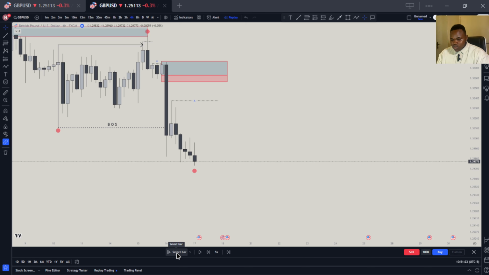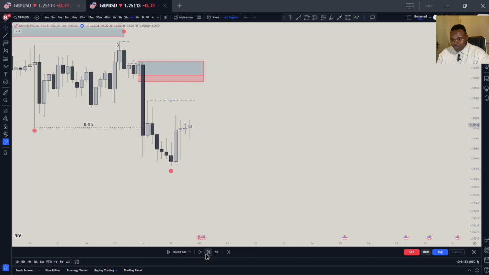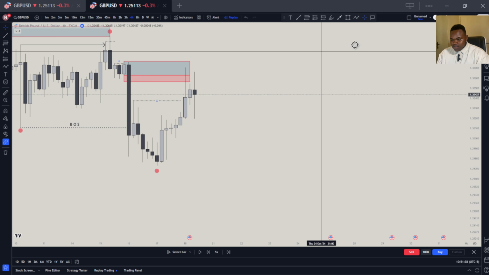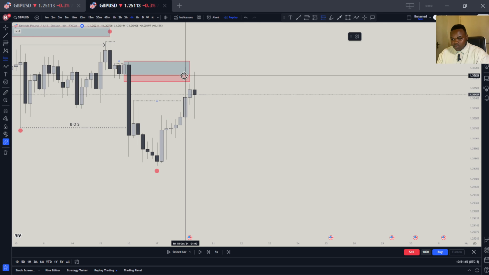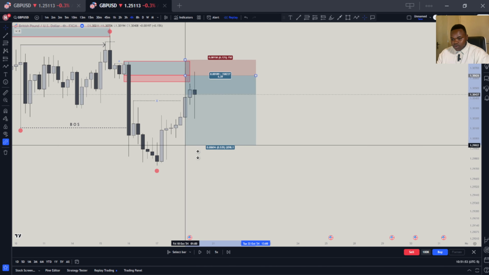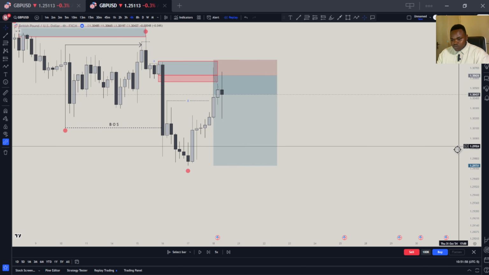Now let us see what happened. Let us play price forward. So we could see that price started reversing, started pulling back, took out this liquidity, then mitigated our order block. And what was our first target? Our first target was this low right here.